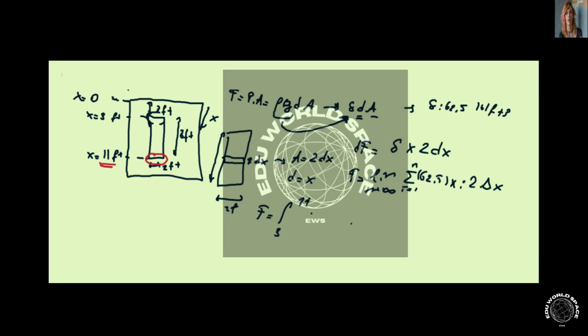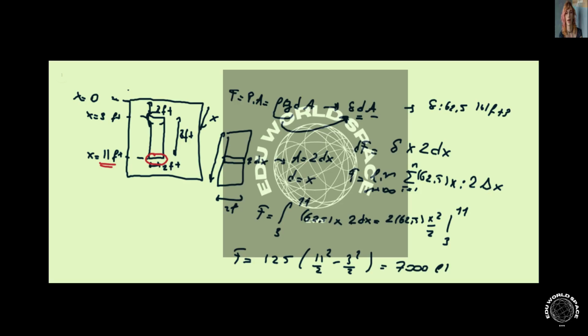We have the integral of 62.5 times x times 2 dx. We can write this as 2 times 62.5, which is just a constant, times the integral of x, which gives x squared over 2, evaluated between 3 and 11. So this force is then equal to 125, that is 2 times 62.5, multiplied by 11 squared over 2 minus 3 squared over 2. We then find the answer as 7,000 pounds.